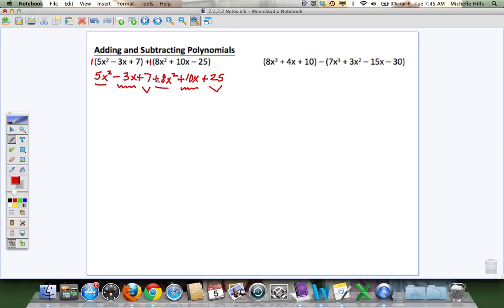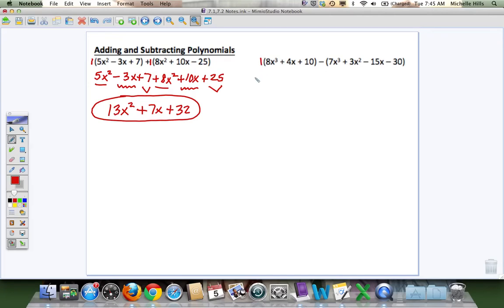So 5x squared plus, because of the plus right directly in front of the 8x squared, is 13x squared. Looking at my x's, treat this as a negative 3x plus 10x gives me a positive 7x, so plus 7x. And positive 7 plus 25 is a positive 32. What I just did is minimum work for this problem. I want you to take a minute to distribute to get rid of those parentheses before you do this underlining, before you combine your like terms and write your answer in standard form.